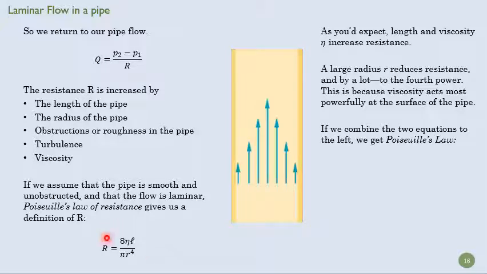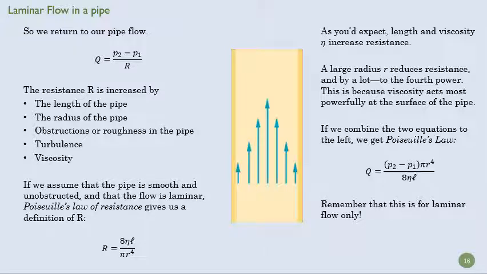Now we're going to take this guy, put it up here, and we get Poiseuille's law. Ain't it a beauty? So this describes mathematically what kind of flow you're going to get when you have laminar flow in a round pipe. And this is only for laminar.